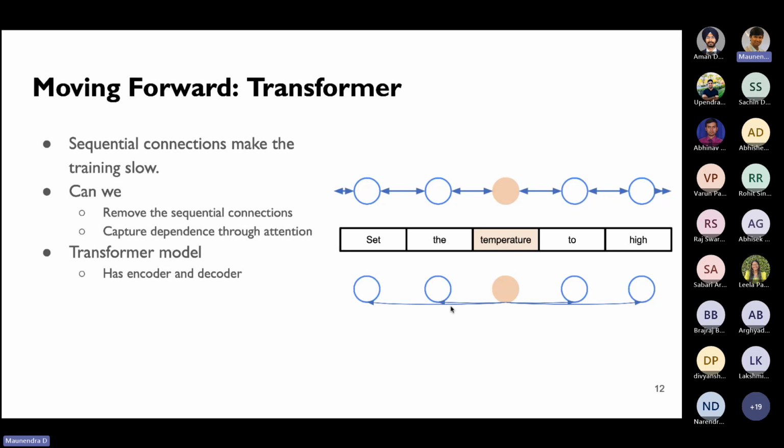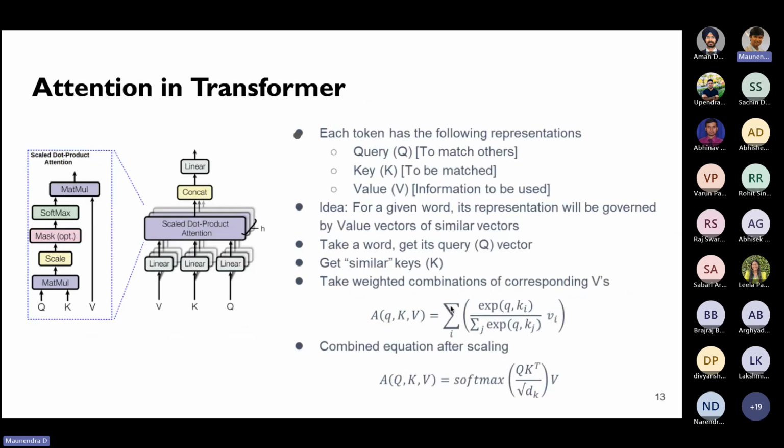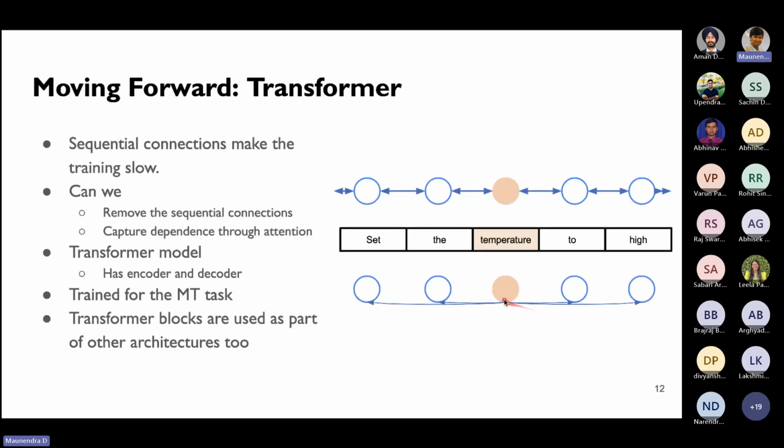So this is the transformer model. We'll talk about the transformer model. Here we have an encoder and a decoder. We'll see what they are. It was trained for the machine translation task, and it was shown to be very, very good. And then the architecture, the transformer blocks, has been used for many other tasks. The central part of this is how do we measure the affinity or attention of this word with all other words?